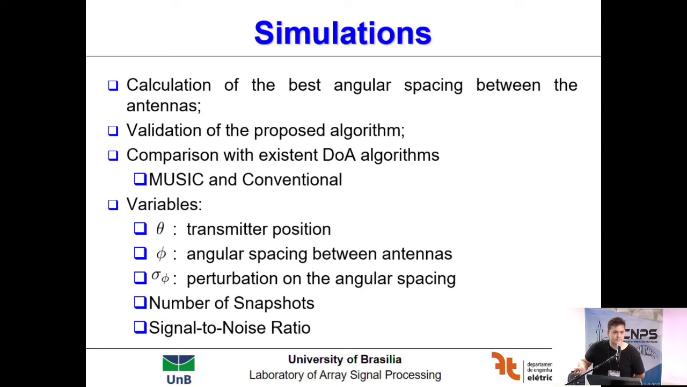So the main objectives of our simulations are calculation of the best angular spacing between the antennas, validation of the proposed algorithm, and a comparison with existing DOA algorithms, for instance, the MUSIC and conventional ones. Our simulation parameters are theta, the transmitter position, phi, angular spacing between antennas, sigma phi, perturbation in the angular spacing, number of snapshots, and signal-to-noise ratio.